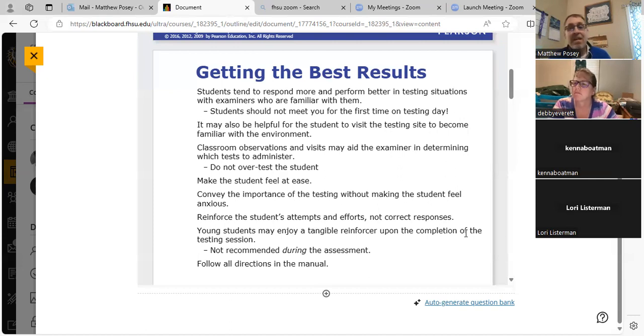Same thing if it's math. When you give the first couple probes to get the baseline, if their scores are decreasing the first couple times, hey, I need to stop. I need to change this up because we should see a continuous upward trend. Connect these data points to create a trend line. We want that trend line to go upward.